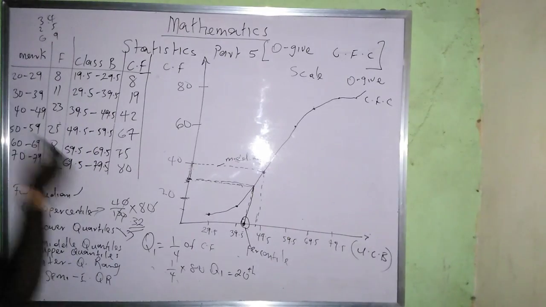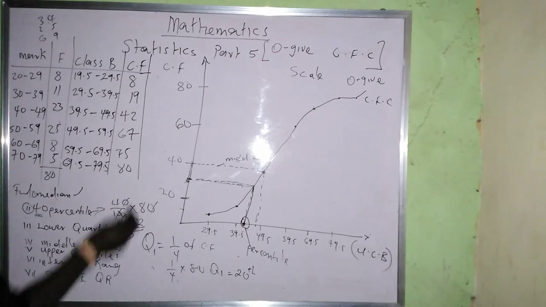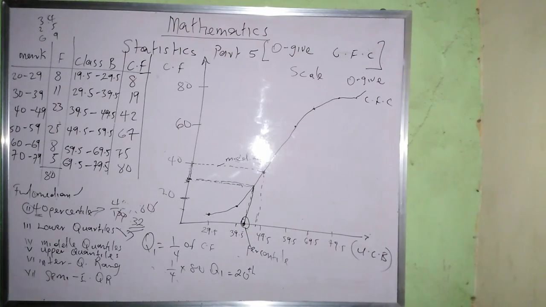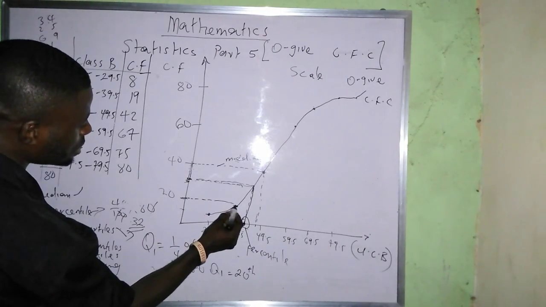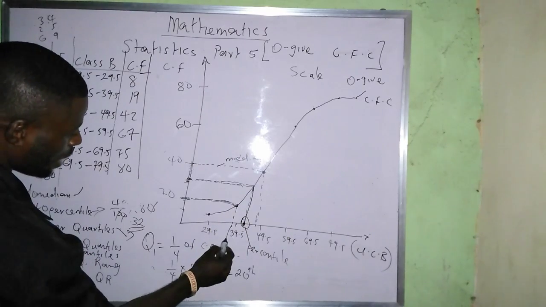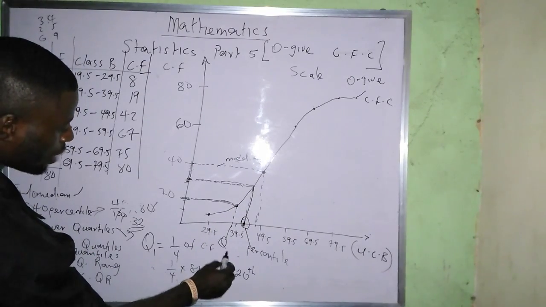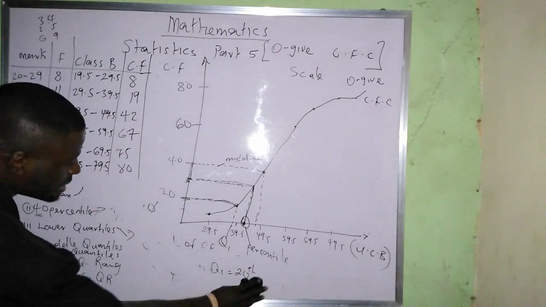Now my 20, I will come to this place and trace my 20. This is my 20, and trace down. Whatever I have here is called the lower quarter, which is Q1. Now, the next one, I want to also move on. I think we're getting it.